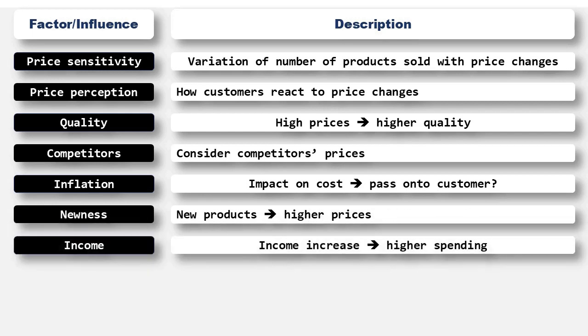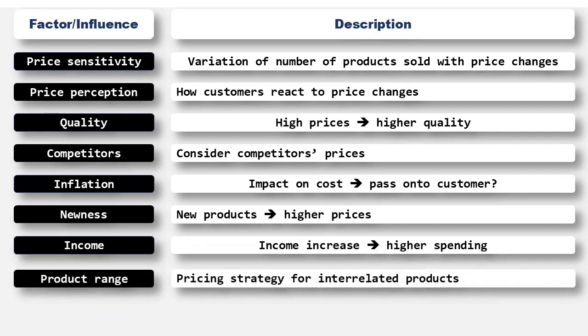Incomes. Here we are talking about the income of the customer. In the case of the general public, as disposable income increases, people are happy to pay more for goods and services. We therefore often see prices rising when an economy is strong and falling when an economy is weak.